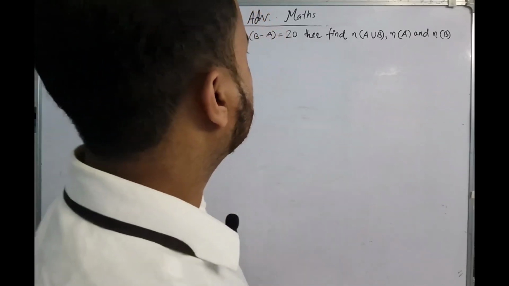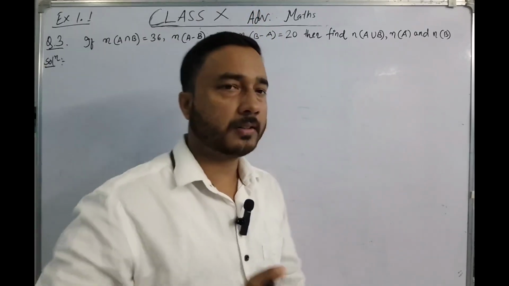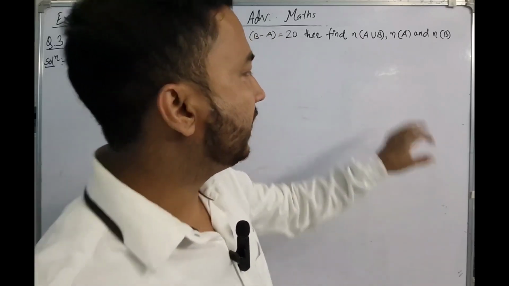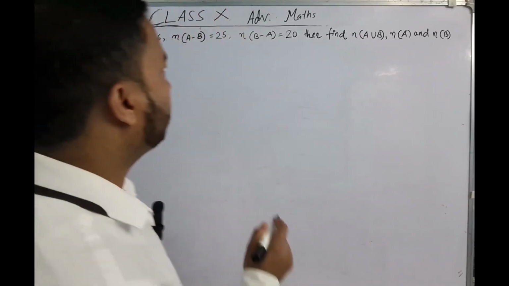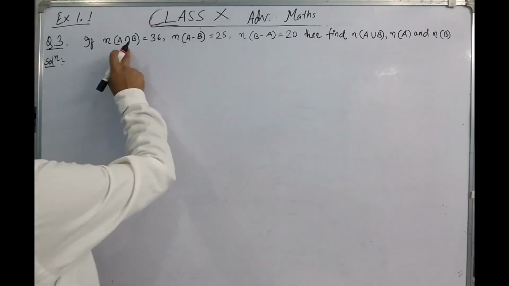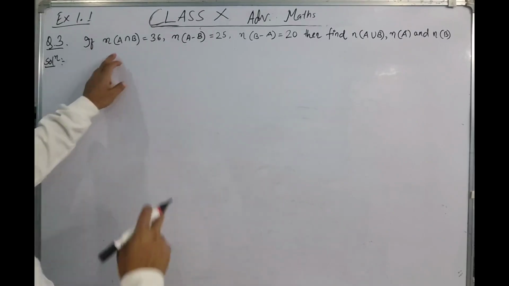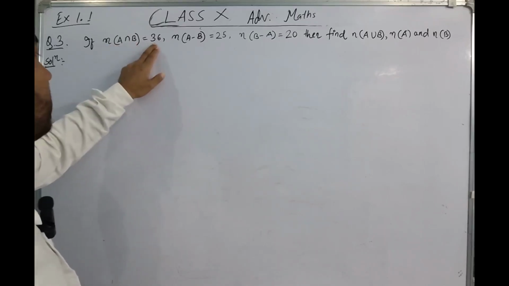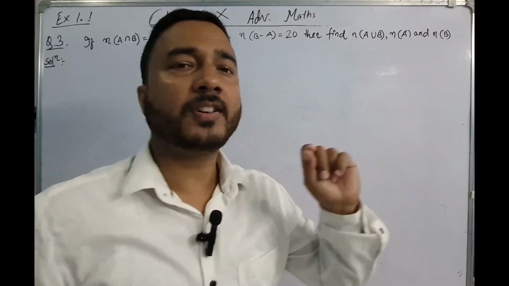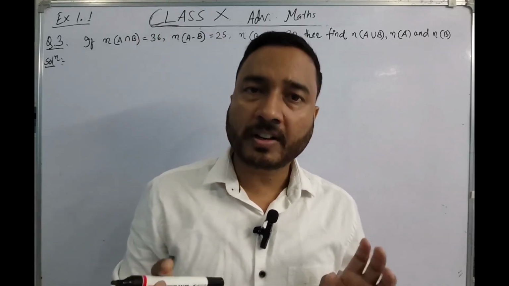So here these numbers are given for these sets, and you have to find the number of elements in these sets. Now actually we have discussed this in question number 2. If you didn't see the video for question number 2, you can visit that video, then it will be clear to you. Here A and B are two sets, and the intersection of A and B is not a null set, because the number of elements in A intersection B is 36. That means there are 36 elements in the set A intersection B, so the two sets A and B are not disjoint.